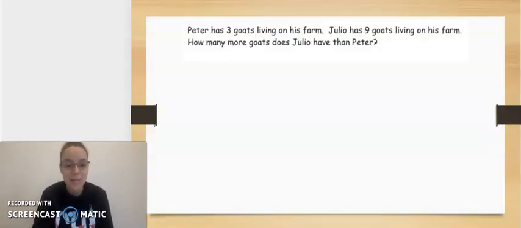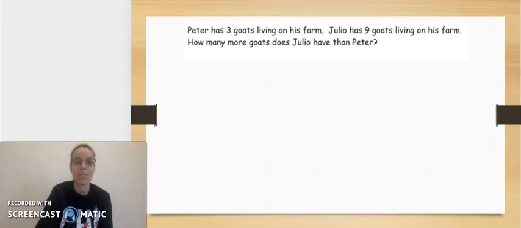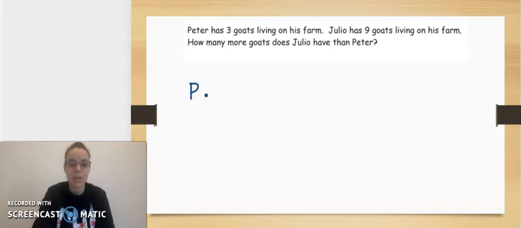First problem says, Peter has 3 goats living on his farm. Julio has 9 goats living on his farm. How many more goats does Julio have than Peter? Well, this is a little bit tricky, so the first thing I want to do is start with my representation. Peter has 3 goats. Let me put a P here for Peter, and I know he has 3 goats. Instead of drawing 3 circles, I remember using a tape diagram. Mrs. Ellis taught me how to use that, so I'm going to go ahead and use a tape diagram.